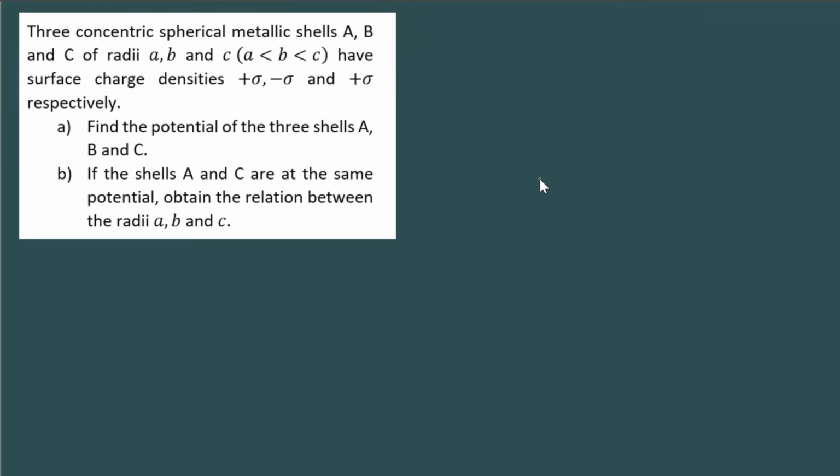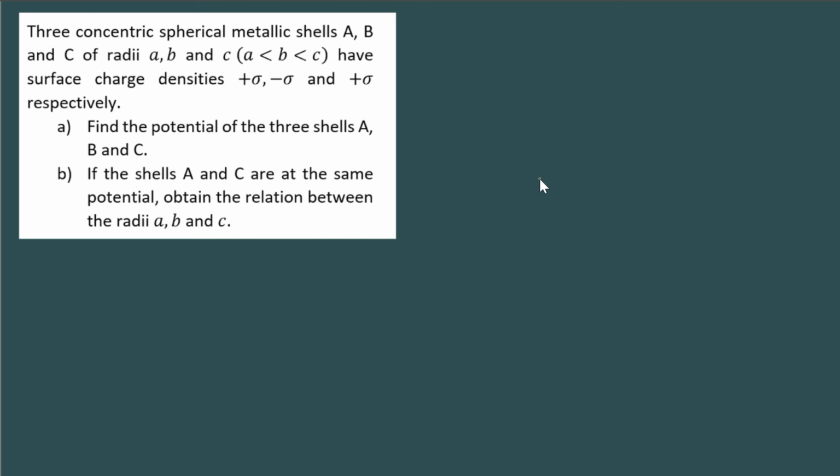Hello. In this problem, the surface charge densities of three concentric spherical metal shells are given. We're asked to find the electric potential of each of these spheres, and also, if the potentials of shell A and shell C are the same, then what is the relationship between the radii of the shells?